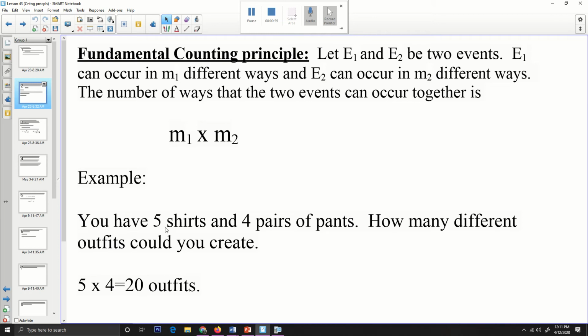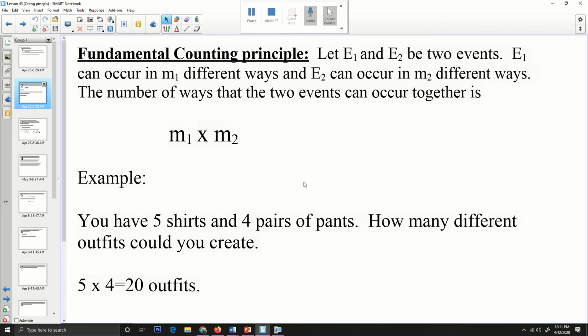If you have 5 shirts and 4 pairs of pants, how many different outfits could you create? Well, the first event, E1, is to pick a shirt. The second event, E2, is to pick a pair of pants. The number of ways that you can pick a shirt is 5, and the number of ways that you can pick a pair of pants is 4. So the number of different outfits that you could create is just the multiplication of those two ways. So 4 times 5 gives you 20.